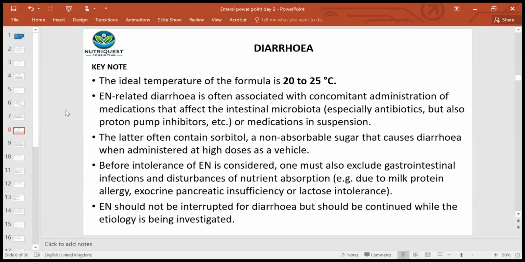Enteral nutrition-related diarrhea is often associated with concomitant administration of medications that affect the intestinal microbiota, especially antibiotics, but also proton pump inhibitors. What are some of the examples of proton pump inhibitors? Anybody? Examples?